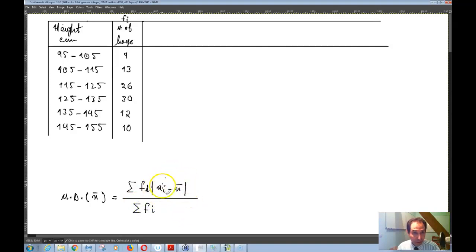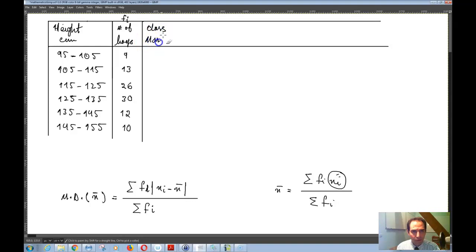So I need to calculate my x bar first. Now, to calculate x bar, I can use basically any of those three methods. Let's see how it goes. So if I want to use, for example, the first method, the direct method, I would need sigma f of i x of i over sigma f of i. So I need my x of i. And x of i is not present here, so I have to find the class marks.